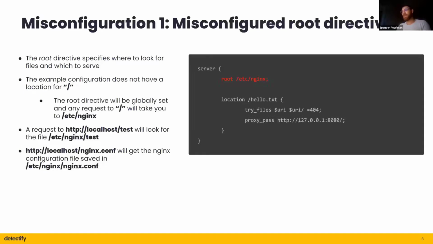from /etc/nginx. So if you make a request to localhost/test, the nginx server will then serve the file from /etc/nginx/test. So in a real world example, you could request localhost/nginx, and that would then serve the file from the /etc/nginx directory.